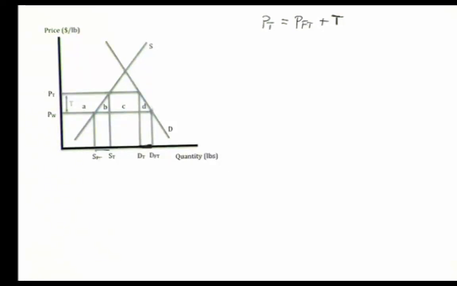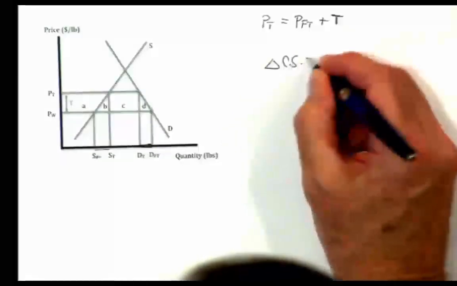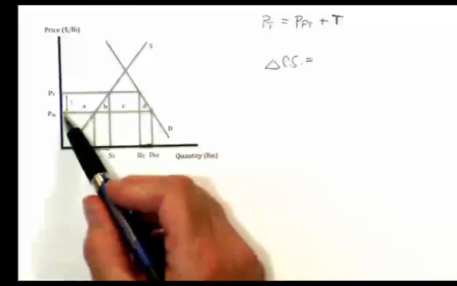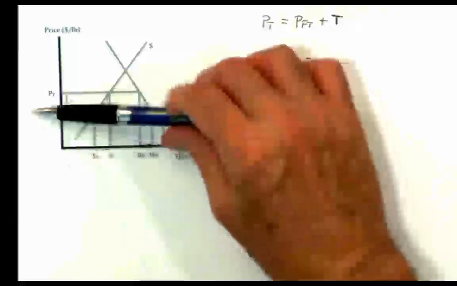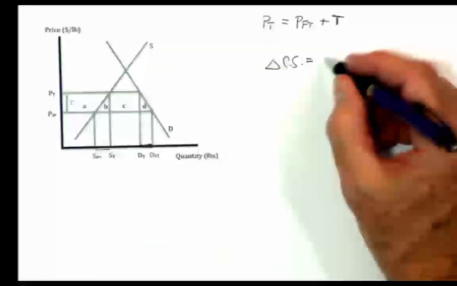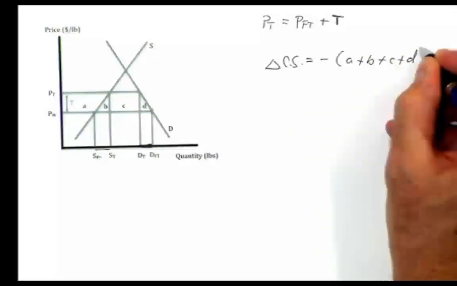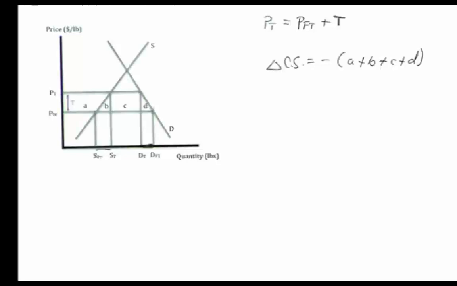All right, next. What are the welfare effects of this? Let's do it real quick. The change in consumer surplus is going to be equal to the area between the original price, PW, the new price, PT, and the demand curve. And that's going to mean an area minus (A plus B plus C plus D), in parentheses, minuses for all of them, a reduction in consumer surplus by the area A, B, C, D.